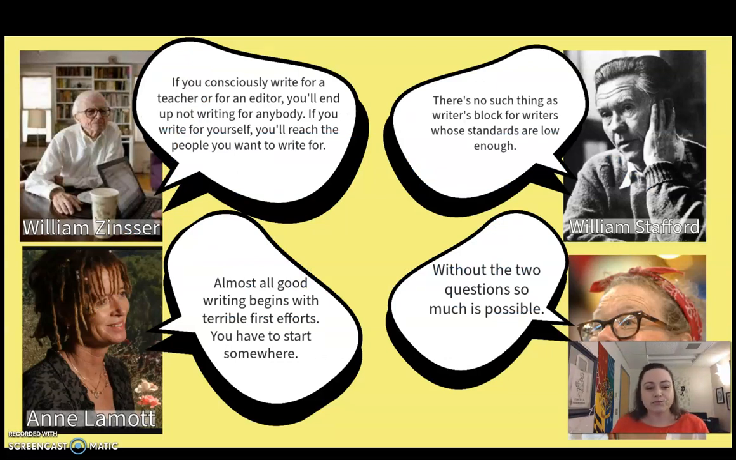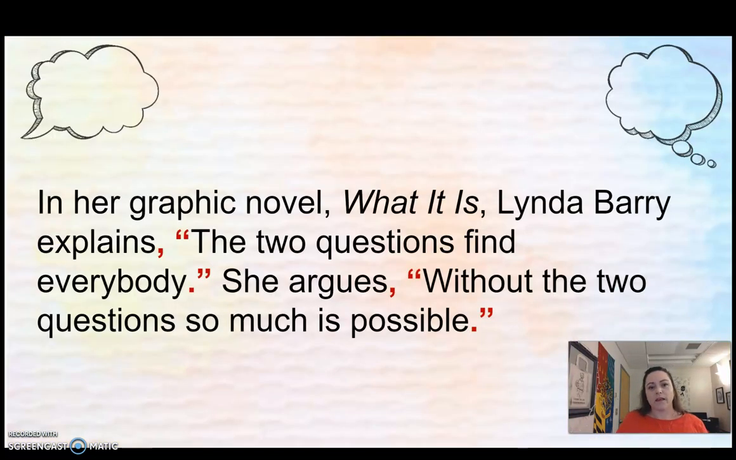All right, so the next piece of what we want to do is take all of the characters that we've learned about and learned from when we do our sources and get them talking to each other. That's the ideal way to set up research. So we have William Zinsser talking about how you shouldn't write for a teacher or editor, but write for yourself. William Stafford, who says there's no such thing as writer's block for writers whose standards are low enough. Anne Lamott's shitty first drafts, and Linda Barry's two questions. So let's look at some examples of how to do this.